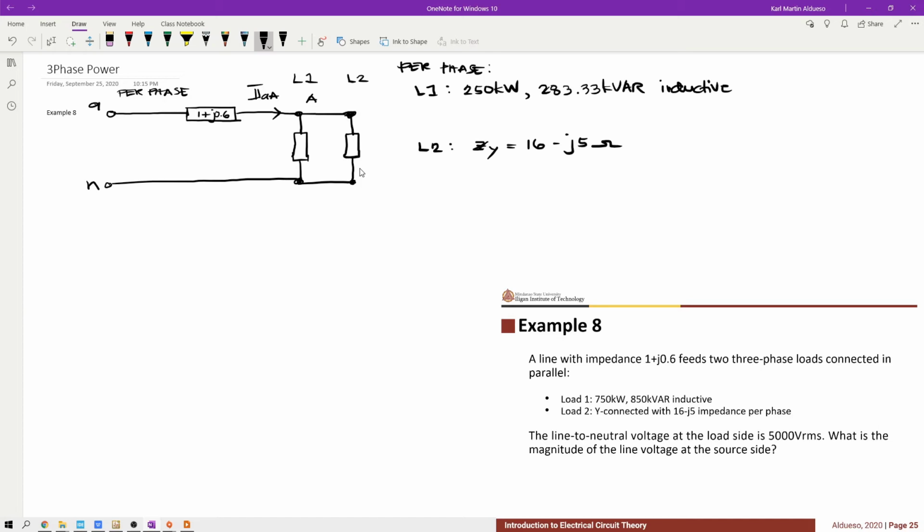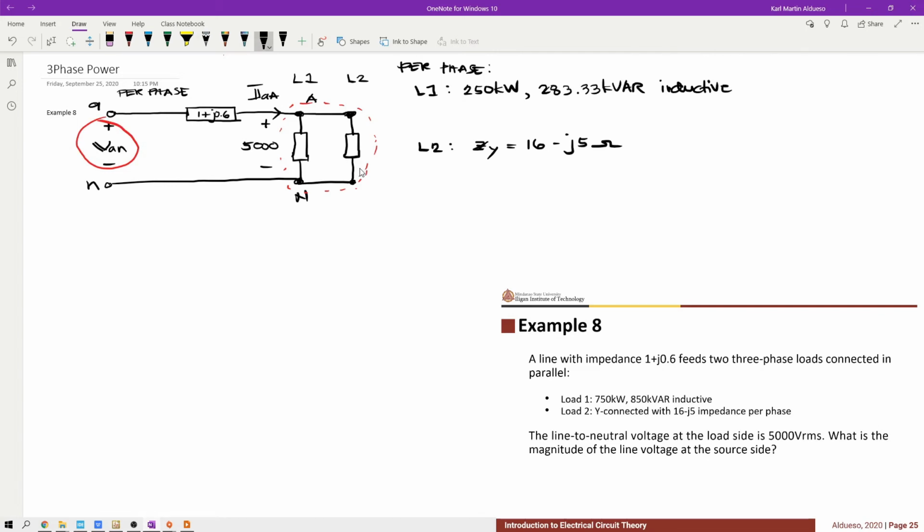So where is this 5000 VRMS located? If this is the source side, this is VAN, and this is the line. Right after the line is the load side, right here. So 5000 VRMS is located here between line A and the neutral at the load side. We are to find the magnitude of the line voltage at the source side. Before we can get that, we need to get this value right here, VAN.